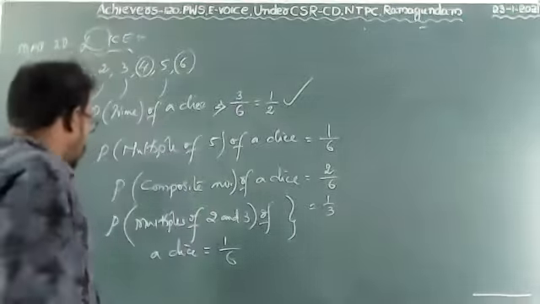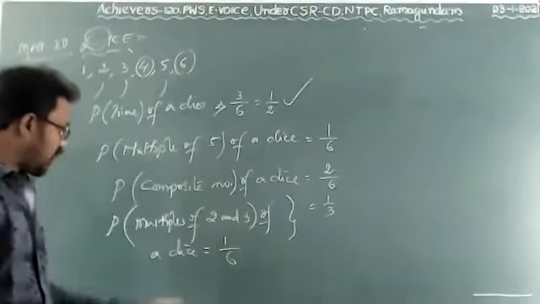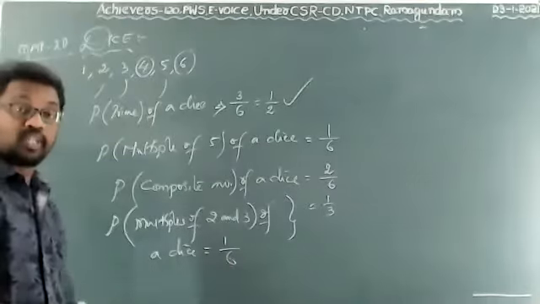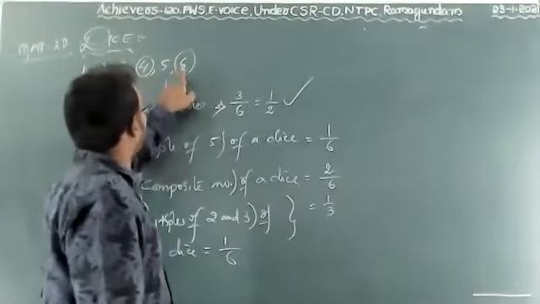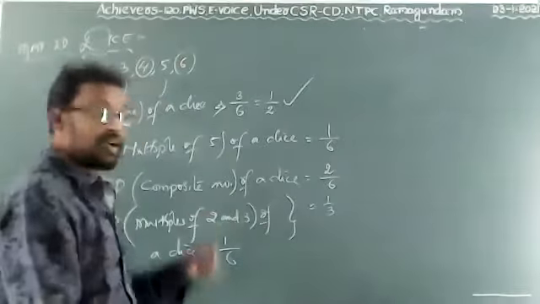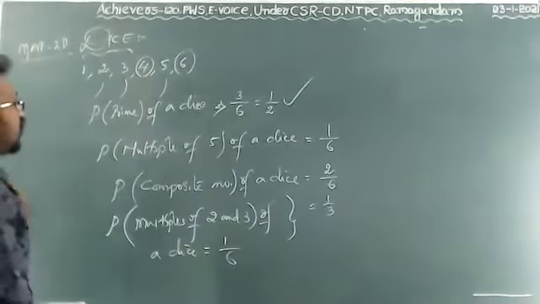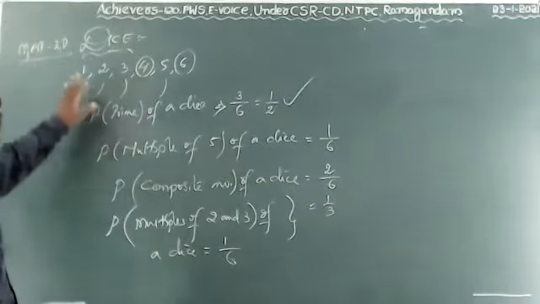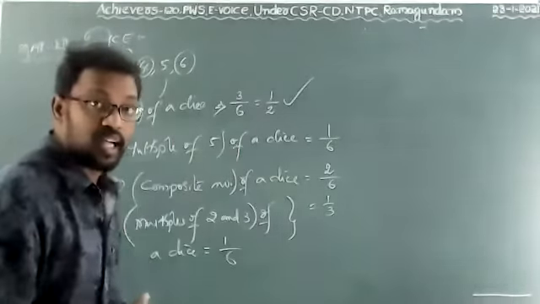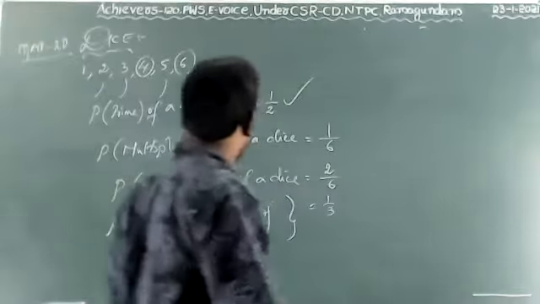Understand, children? So the probability of getting the multiples of 2 and 3 on a die is equal to 1 by 6. What is the 1? That is 2 threes are 6, 3 twos are 6. Only 1 number is there. That is 1 by 6. So this is on 1 die. Now we will see on 2 dice.